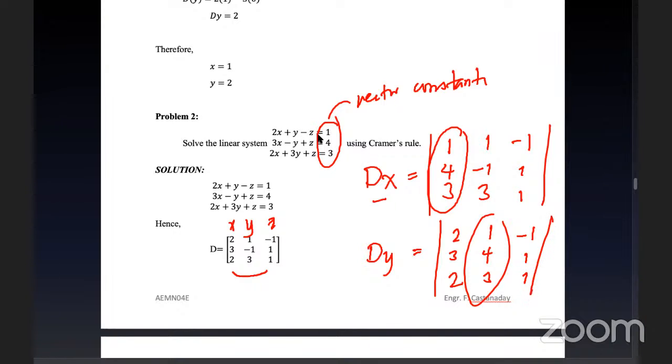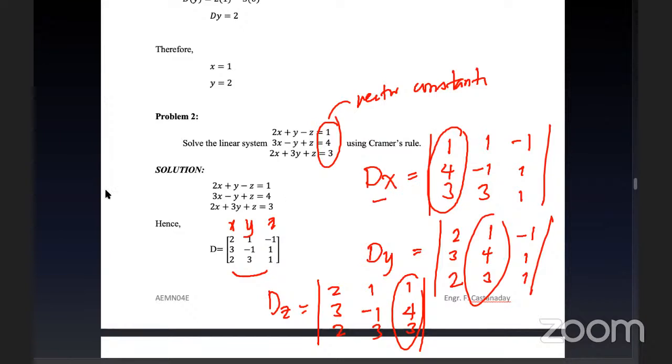Since we have 3 unknowns here, the last one is z. So we can form determinant z, which has the first and second columns, the coefficients of x and y. So we just copy 2, 3, 2, 1, negative 1, 3. And since the third column is the coefficients of z, to solve for determinant z, we replace that by the vector of constants. So 1, 4, 3 will be the last column. And now, proceed with finding that number or scalar value.